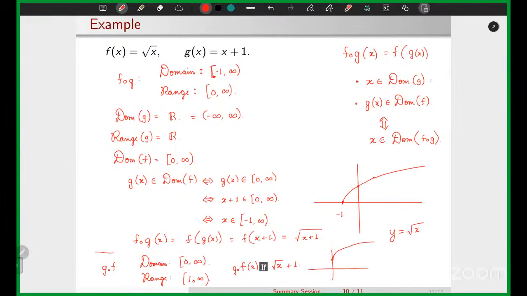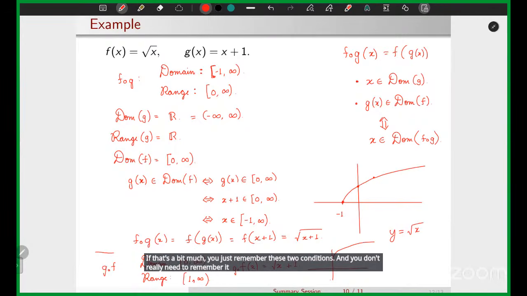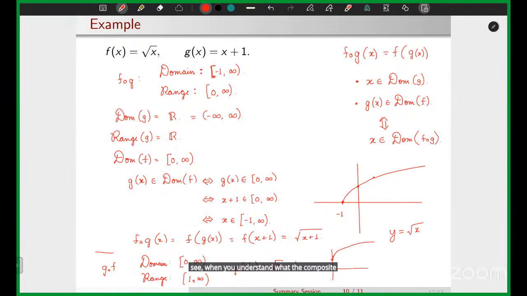If that's a bit much, you just remember these two conditions. And you don't really need to remember it. It's very natural to see when you understand what the composite of two functions does. Is that clear? Yes, sir. Okay.